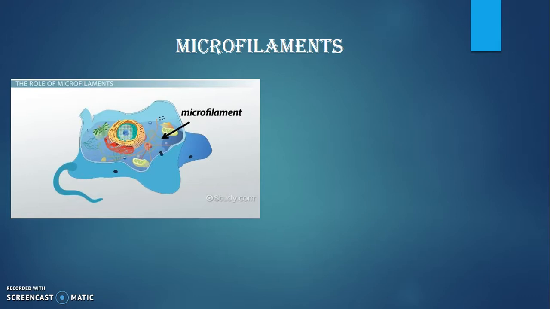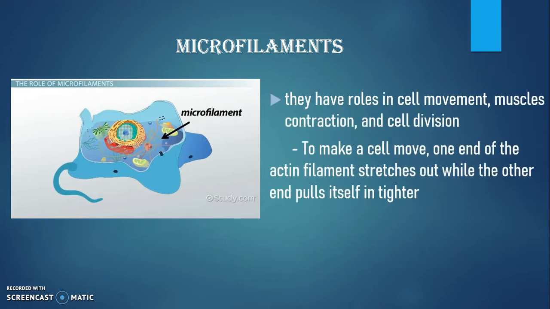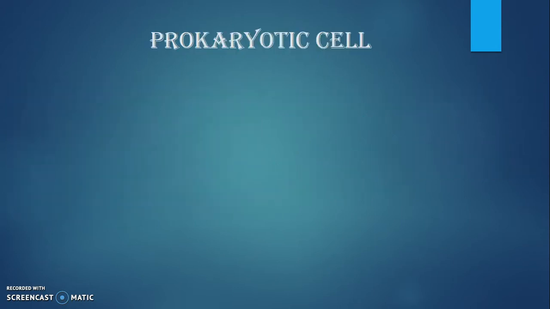Microfilament. They have a role in cell movement, muscle contraction, and cell division. To make a cell move, one end of the actin filament stretches out while the other end contracts itself. Now let's proceed with the prokaryotic cell.